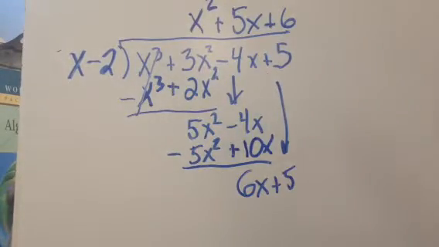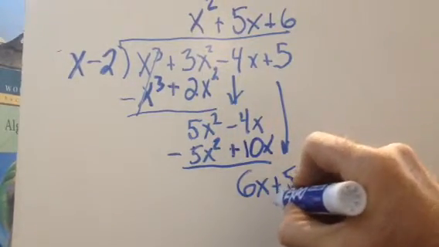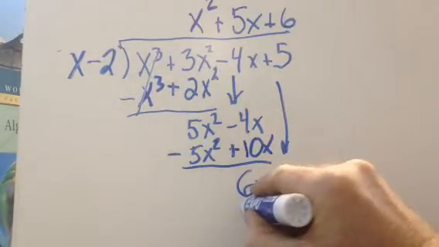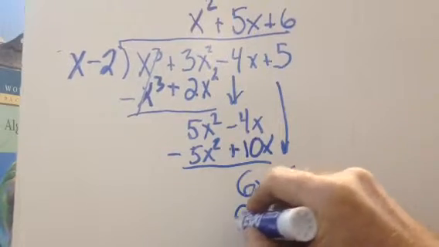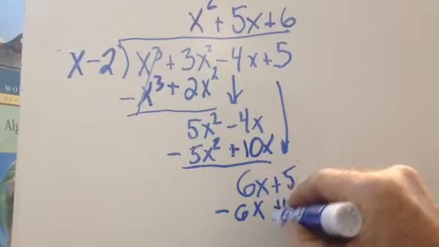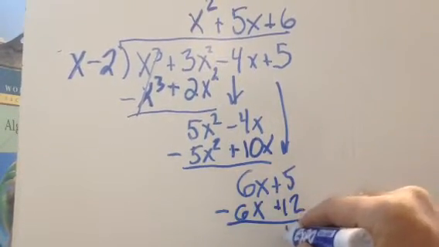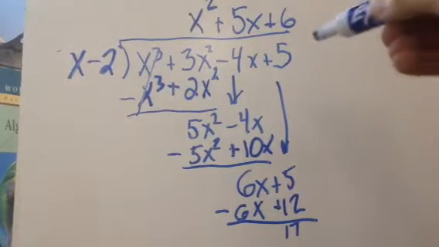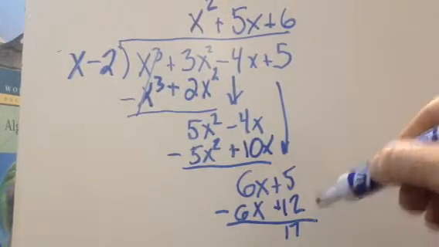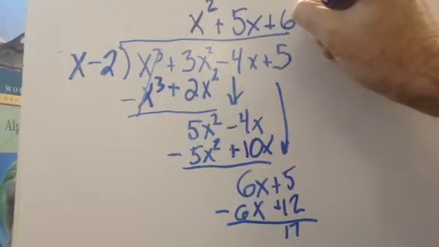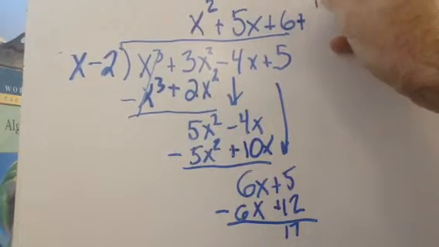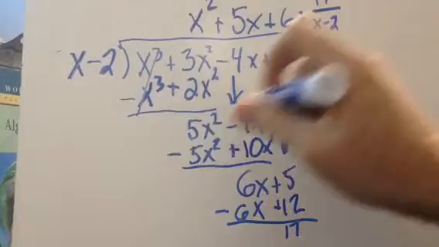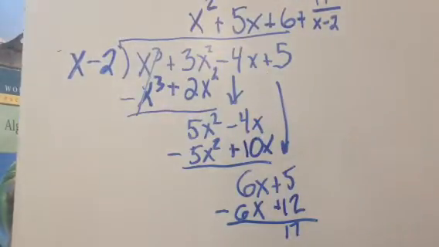I multiply my 6 by my negative 2, and I get negative 12. 6 by 6x, and I get 6x. Subtract, change the sign here, and I now have 17. Okay, now because there's nothing left here to bring down, I can bring my 17 up here, and so I add it. It's a positive 17 over x minus 2. And I got that x minus 2 from right there.